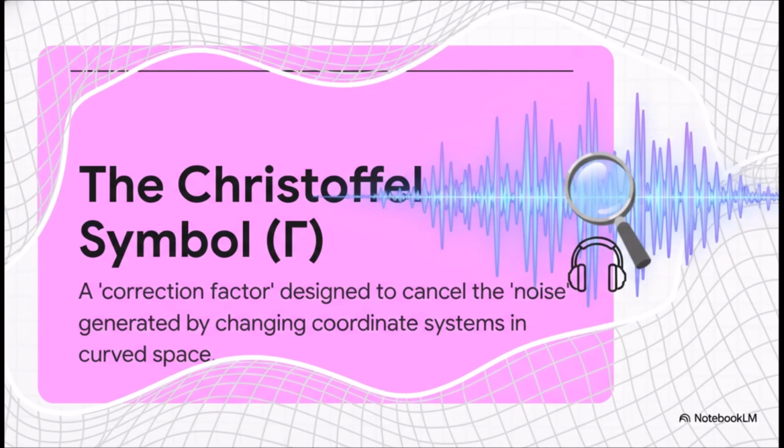Now, don't worry about the crazy formula for it. Just think of it like a pair of noise-canceling headphones for math. It's a little machine that you feed your position on a curved surface, and it tells you exactly how much your coordinate system is twisting and stretching at that one precise spot.